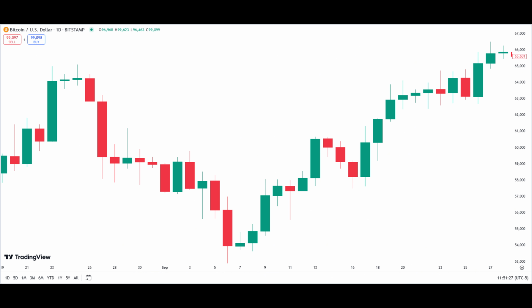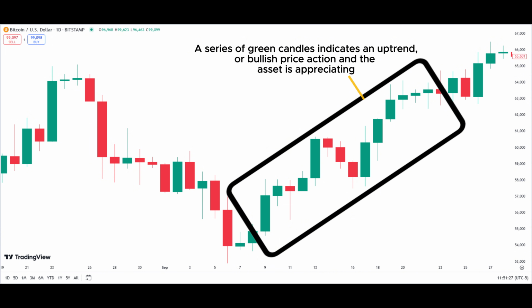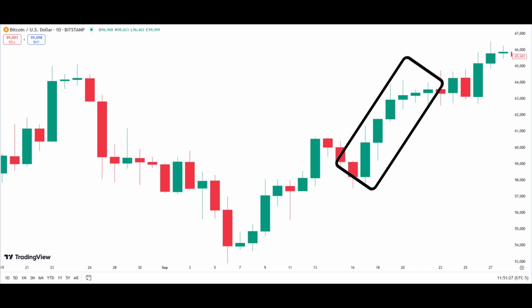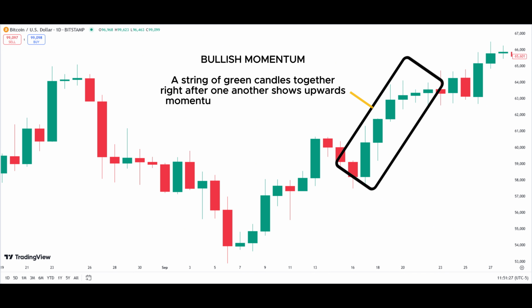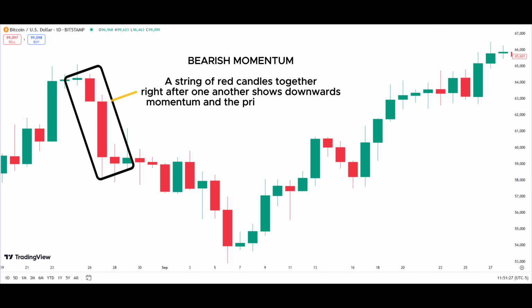When you see a series of green candles, this indicates an uptrend or a bullish price action, and the asset is appreciating. The buyers and bulls continue to buy more of the asset, causing the push upwards. This is a bullish momentum. When you see a bunch of green candles together, one after another, this shows price is gaining more upwards momentum. Now, when a string of red candles get together right after another, then this shows the opposite, a downward momentum, and the price is going to go down.